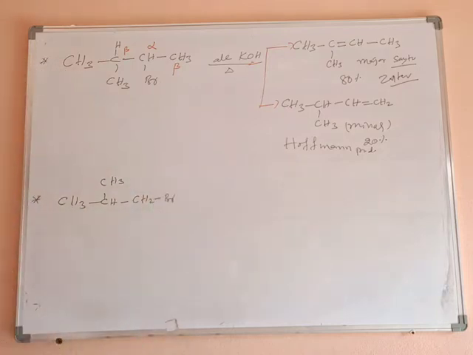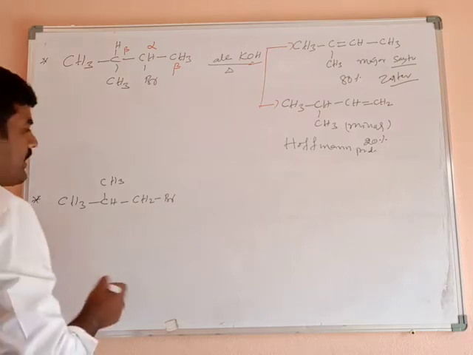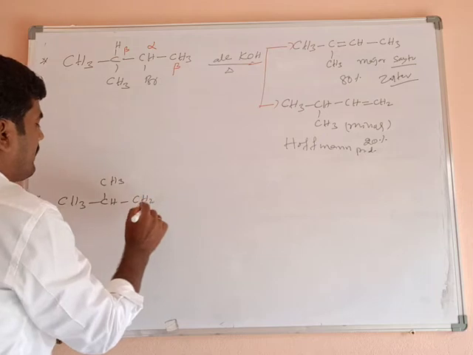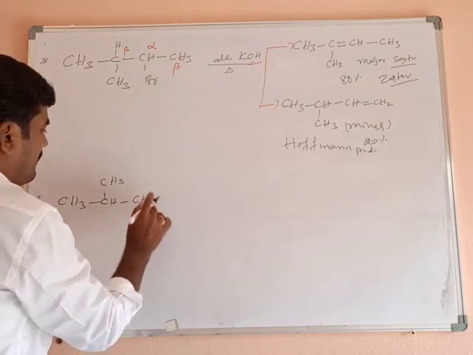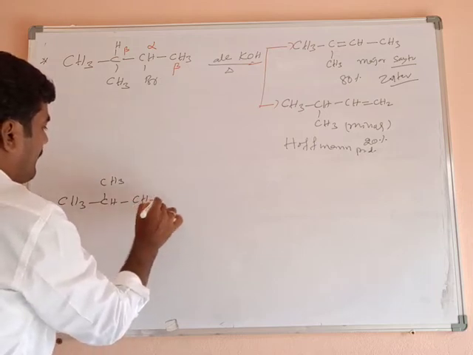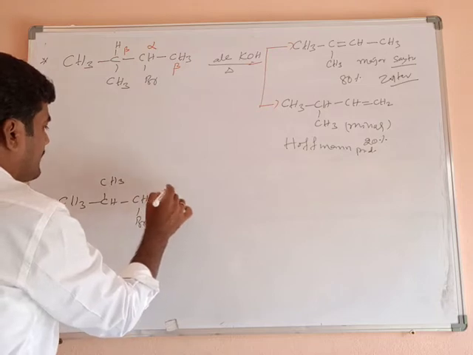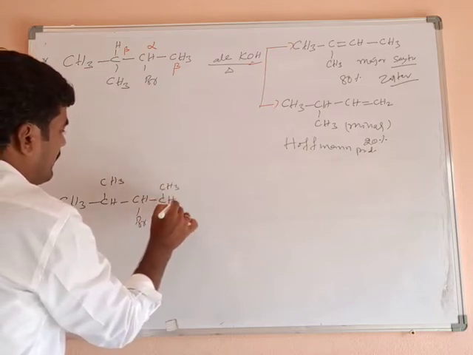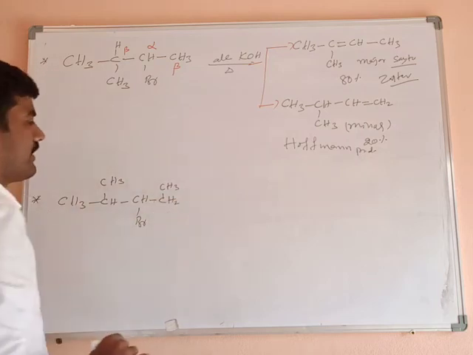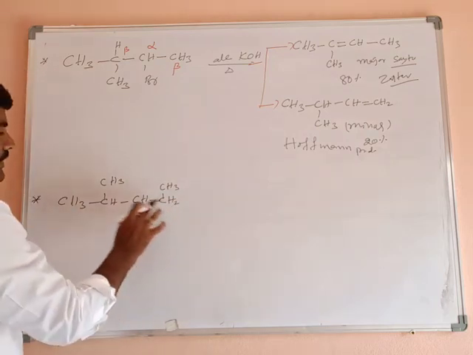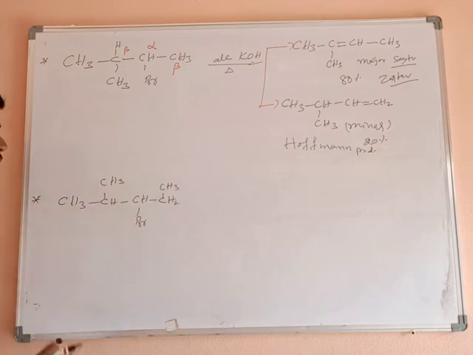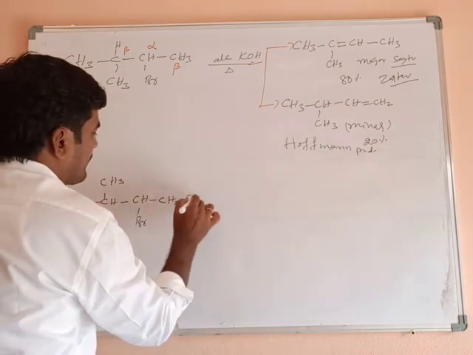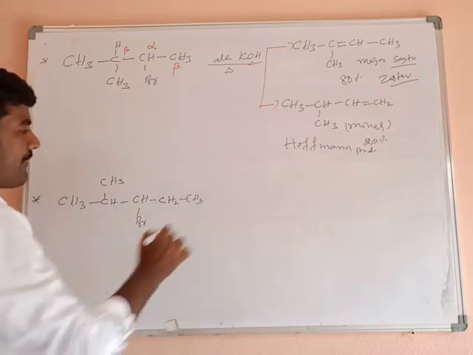CH2Br. Here only a single product formation takes place. So I will write Br, C, single bond, CH3, 1, 2, 3, 4. Clear? Now CH2 and CH carbon are there. Understand? Write this CH3 like this, CH. Okay.